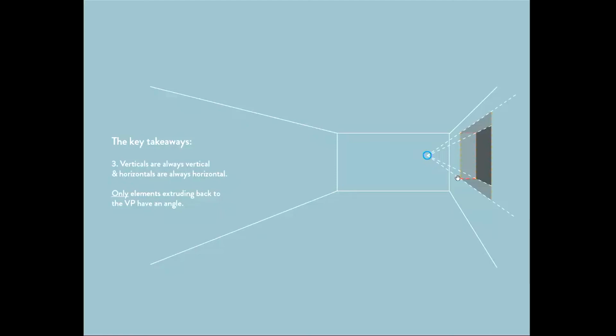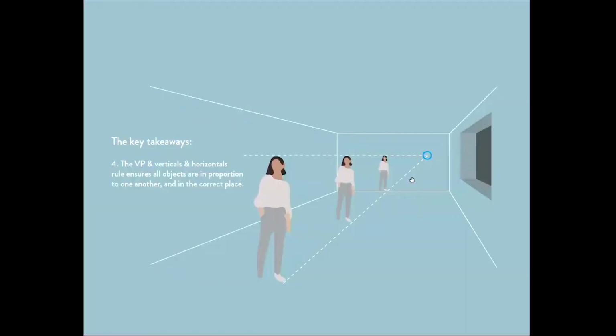And then when you get into Photoshop and you try and lay your textures over the top, everything's going to be warped, and the more and more you layer into it, the worse it will look. So just make sure that you're keeping on top of this, and that you understand verticals are always vertical, like these orange lines we see here, and horizontals are always horizontal, like the red ones we see here. So they're not pointing back to the vanishing point. Orange isn't going back to blue, and red isn't going back to blue. Only the elements that are extruding back to the vanishing point have an angle. Everything else is orthogonal.